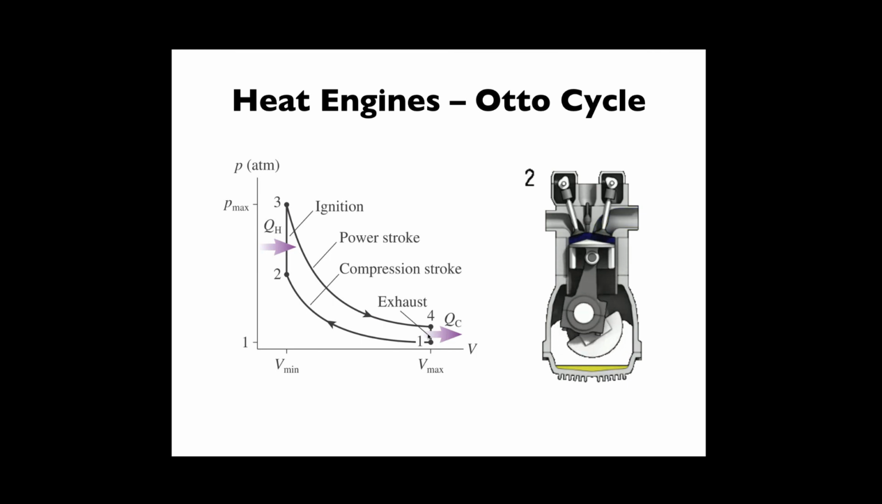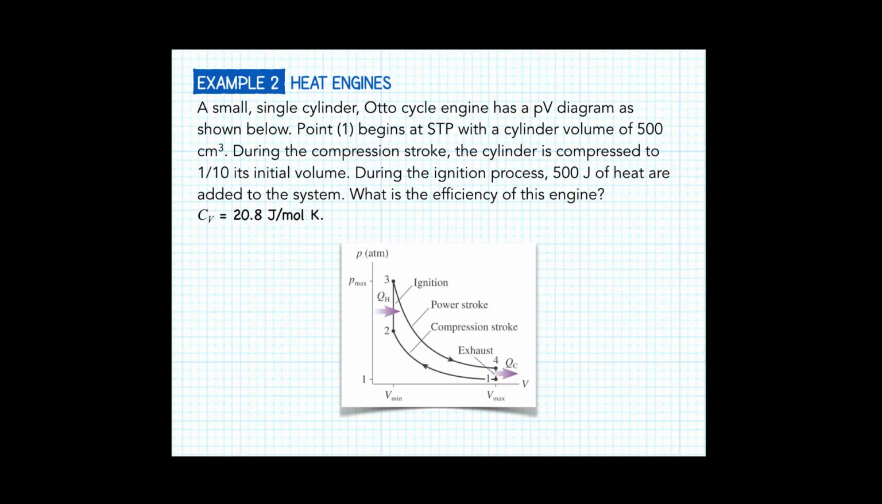So here's an example we'll go through. A small single-cylinder Otto cycle engine has a PV diagram that you can see below. Point 1 begins at STP, right? So we'll call this STP, the cylinder volume of 500 centimeters cubed. During the compression stroke, the cylinder is compressed to 1/10 of its initial volume. And during the ignition process, 500 joules of heat are added to the system.